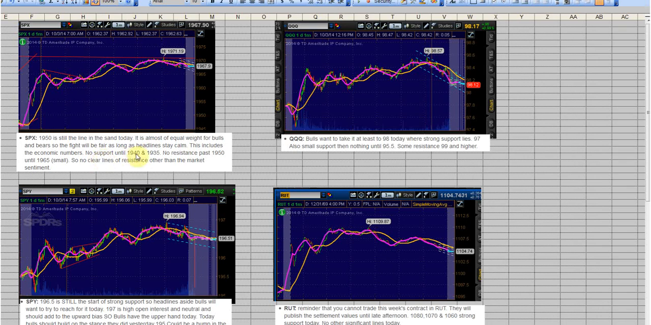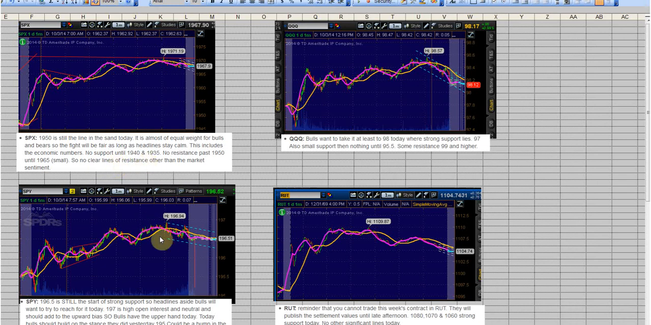No support until 1940 and 35, no resistance past 1950. I said 1965 maybe a small resistance, and look at where it closed, 1967.9. So the resistance lines are like rubber bands. Nobody can forecast it to the penny, although we sometimes do. But it's a rubber band. So if you're holding in 1970, you know that you got a cushion between 1965 and 70. And I have some people that held the 70 and made some money on that over the last hour or couple hours of the market. So no clear lines of resistance other than the market sentiment itself, the exuberance and how well they're going to go.